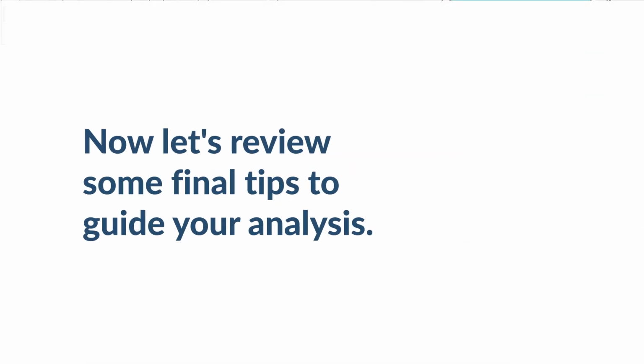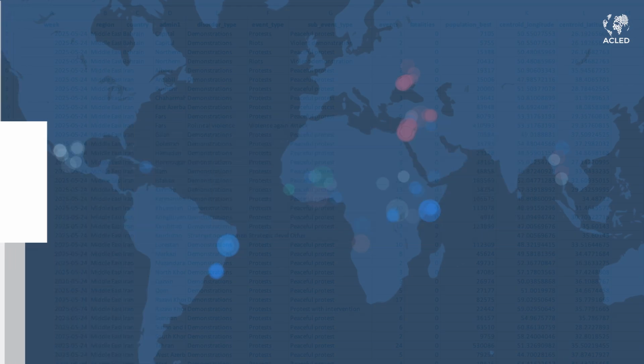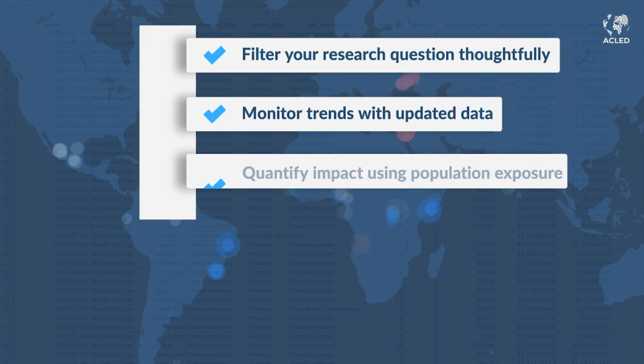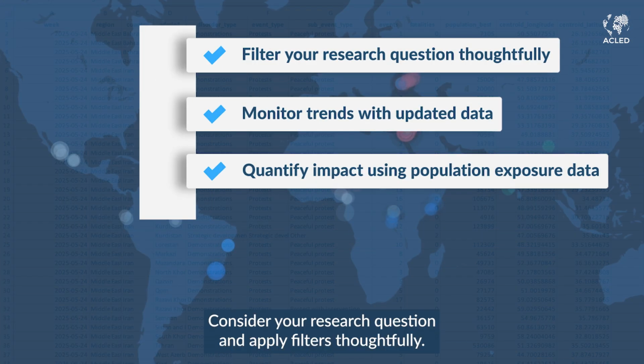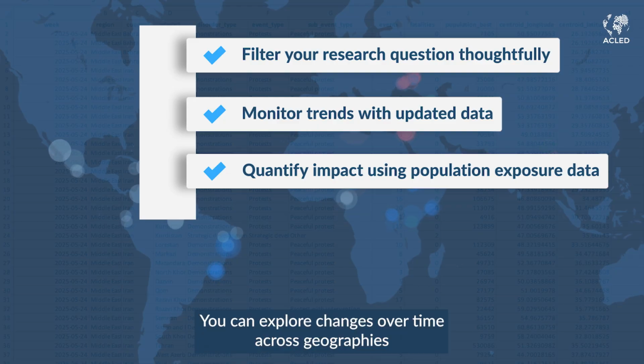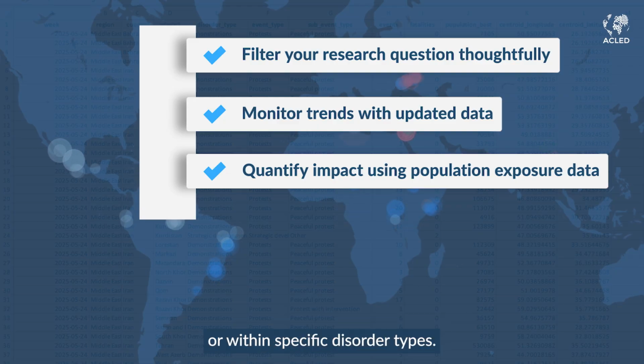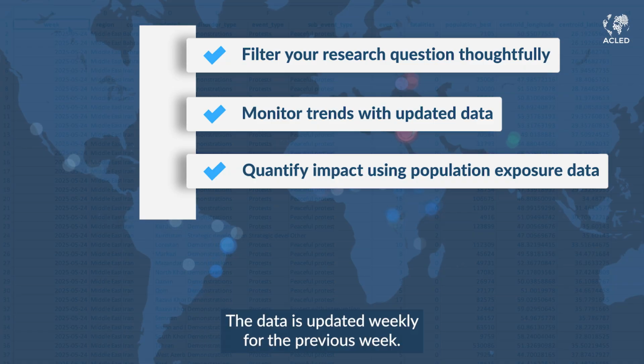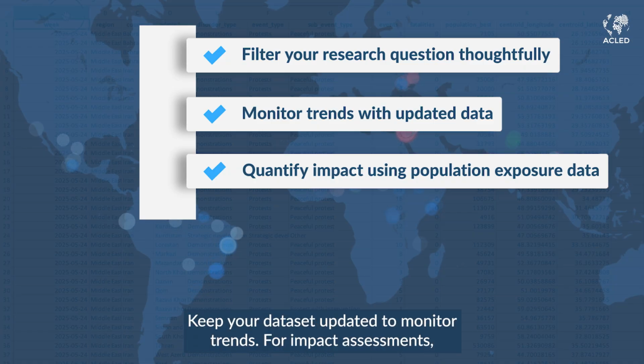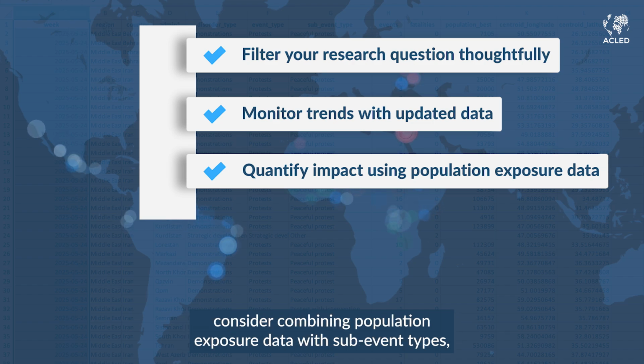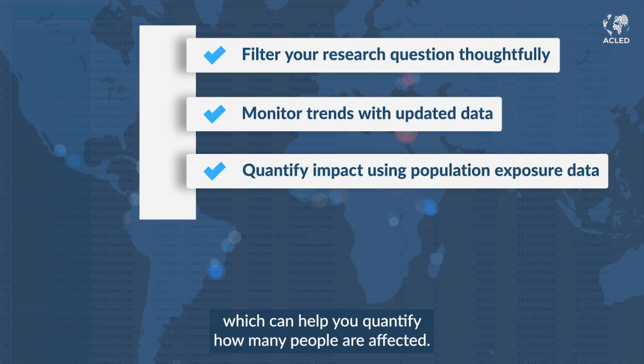Now let's review some final tips to guide your analysis. Consider your research question and apply filters thoughtfully. You can explore changes over time, across geographies, or within specific disorder types. The data is updated weekly for the previous week. Keep your dataset updated to monitor trends. For impact assessments, consider combining population exposure data with sub-event types, which can help you quantify how many people are affected.